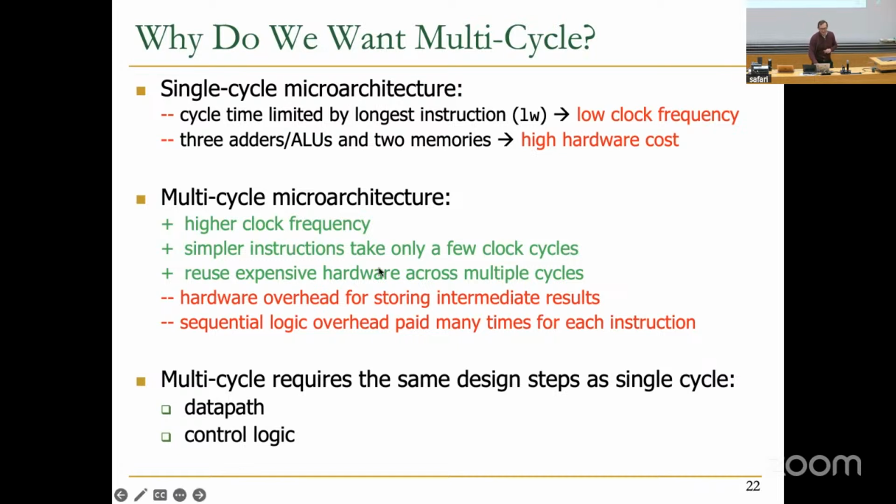In a multi-cycle, we fix these problems. You get a higher clock frequency. You get simpler instructions taking only a few clock cycles, and you can reuse expensive hardware across multiple cycles. I'm going to show this when we build the data path. But of course, we know the downsides also. I'm not going to repeat that.